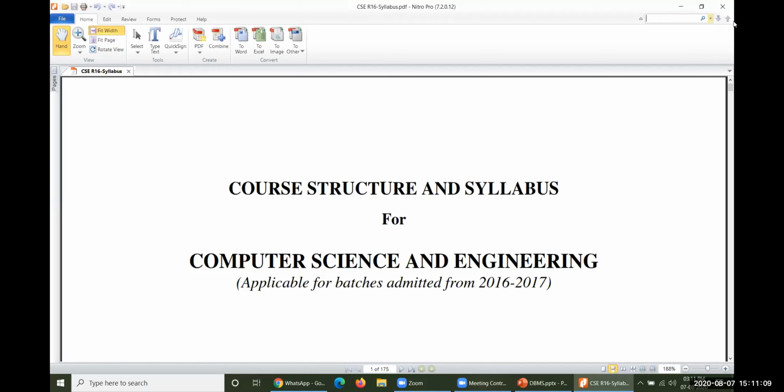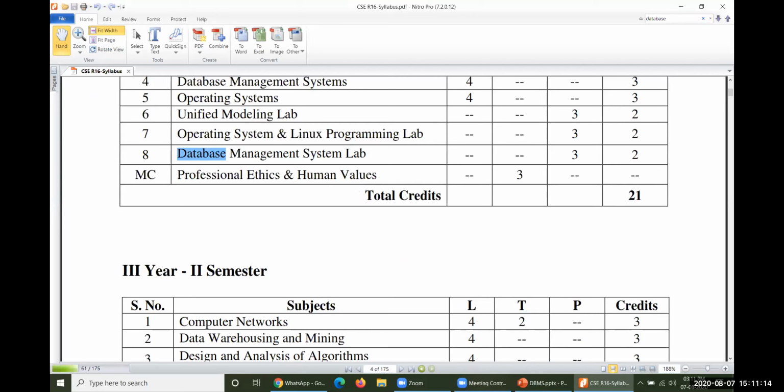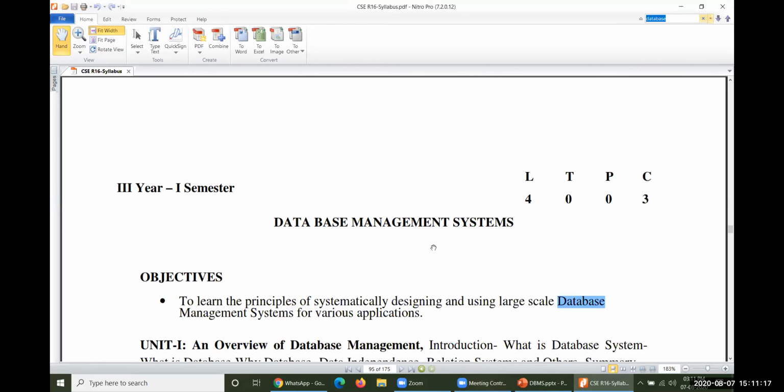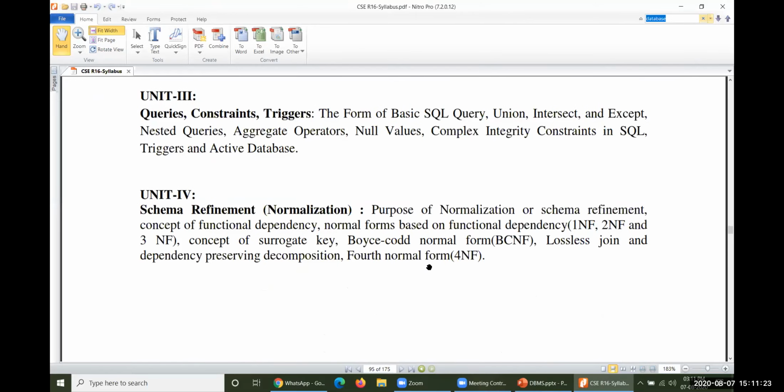Pretty much important unit, and as many questions will be there on this particular unit in our final examinations, and it is also one of the easiest and toughest units in database management systems. So look at this: schema refinement or normalization. Schema refinement or normalization.